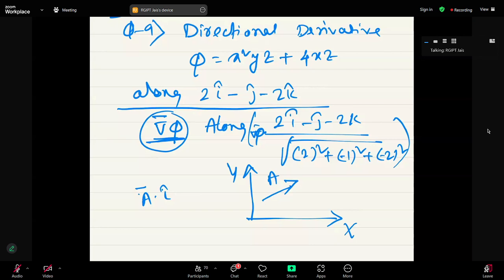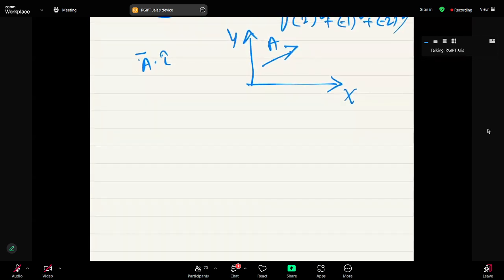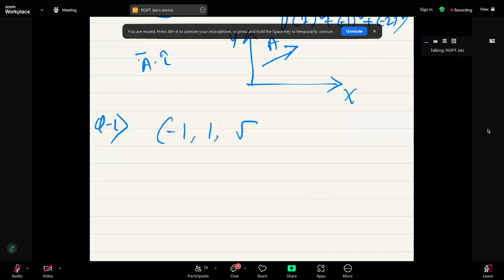Let's start with question 1. Question 1 is simple. We told you to convert this rectangular coordinate to cylindrical and spherical coordinates. How will we convert this one? We gave you this coordinate -1, 1, √6. This is in Cartesian coordinates. So how will we get the cylindrical and spherical coordinates in this case?